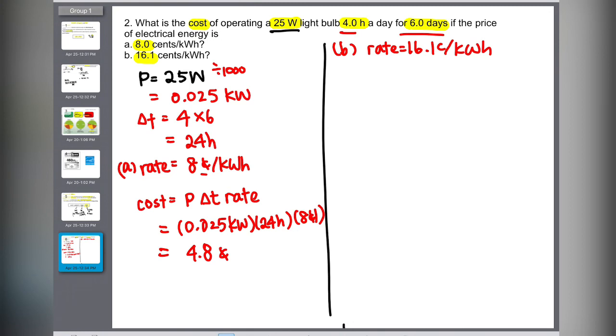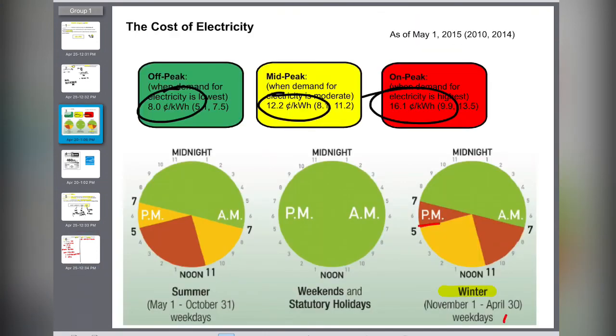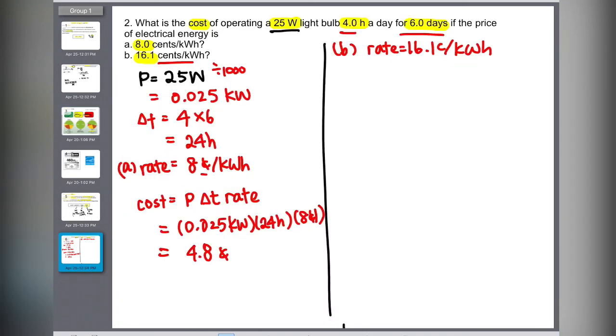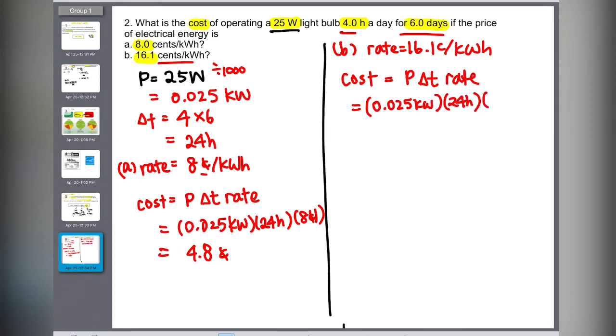Okay, part B. Now you've doubled the amount of cost because your rate is now more expensive. You choose to use it during peak hour. Okay, so that means you did it, I don't know, between 5 to 7 in the afternoon. That's when you decided to use your light bulb. If it's at a more expensive rate, how much would it change the cost? Power times time times the rate. Power is still 0.025 kilowatt. The time is still 24 hours, but this time the rate is 16.1 cents per kilowatt hour.